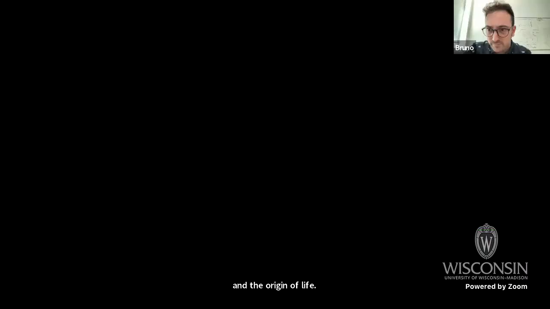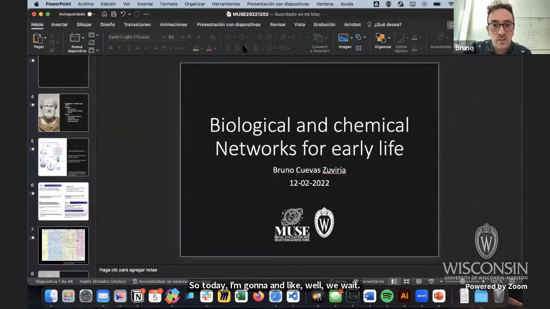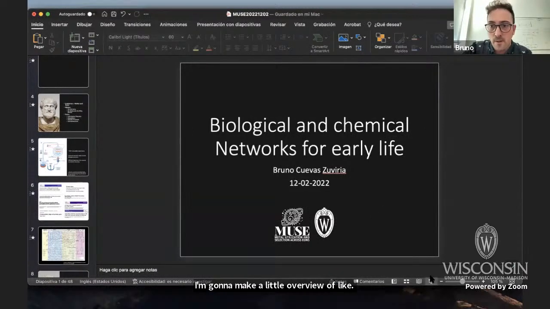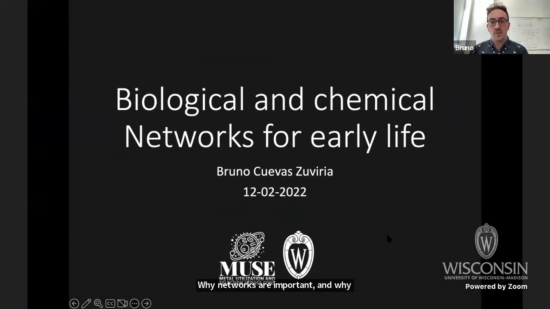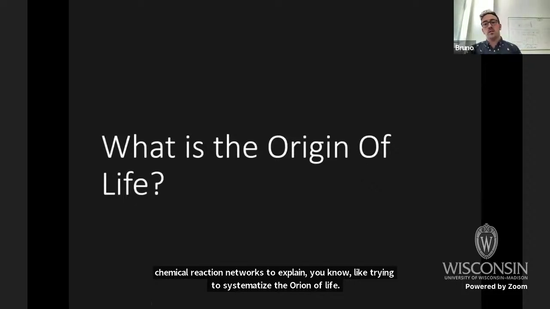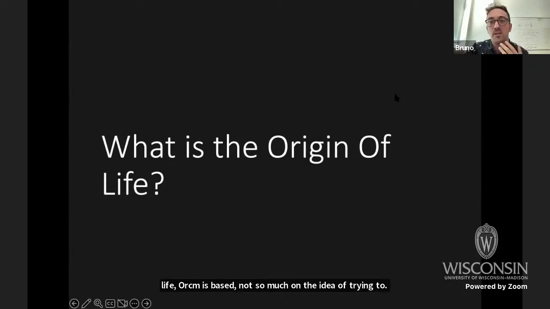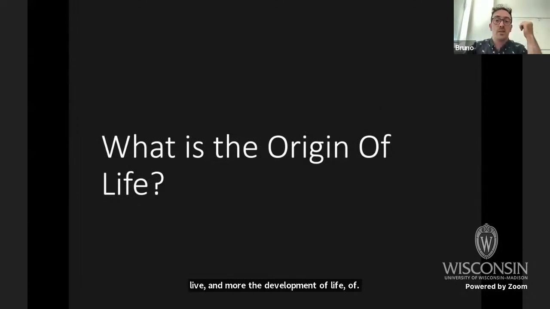Today I'm going to give a little overview of why networks are important. My perspective is a little bit more chemical than biological. I'm currently working on the description of prebiotic chemical reaction networks, trying to systematize the origin of life. Maybe María's work is based not so much on the origin of life, but more on the development of early life. But in general, these two questions are very similar.